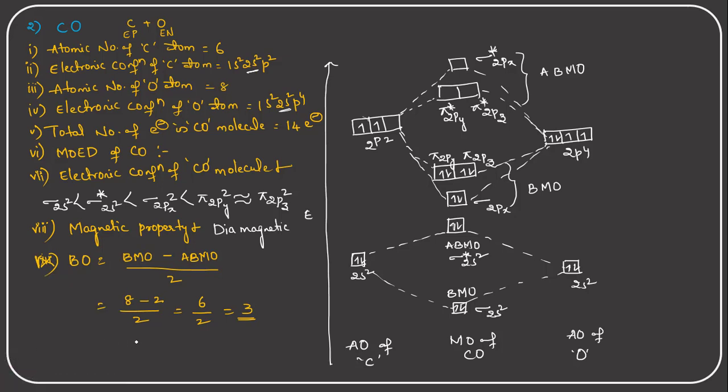That means between the carbon and the oxygen there is a triple bond. So, this is the explanation of the structure and bond order of carbon monoxide by the molecular orbital theory along with the molecular orbital energy level diagram.